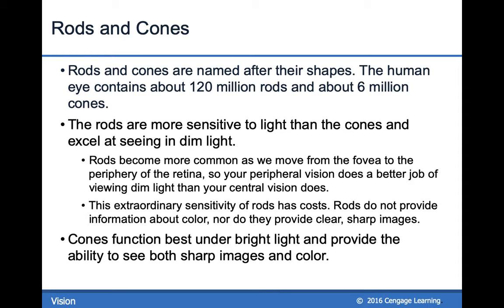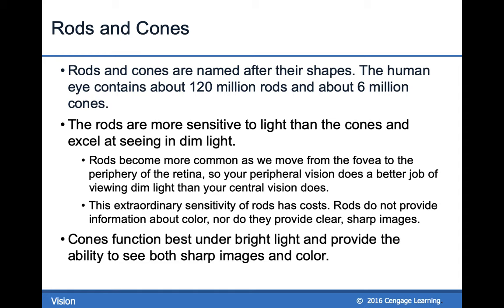The rods are more sensitive to light than the cones and excel at seeing in dim light. So the rods become more common as we move away from the fovea to the periphery of the retina. So your peripheral vision does a better job at viewing in dim light than your central vision does. You can go test this out at night, maybe in your bedroom with no additional light added.